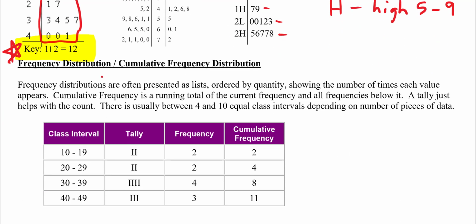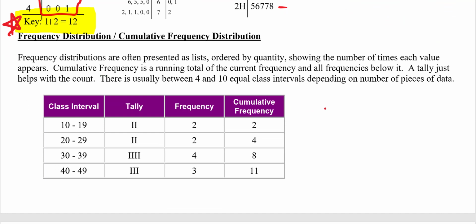Our next thing here is frequency distribution and cumulative frequency distribution. Frequency distributions are often presented as lists, ordered by quantity, showing the number of times each value appears. Cumulative frequency is a running total of the current frequency. Again, it shows you how often something happens. A tally just helps with the count. Sometimes kids think that's kind of dumb and ask why we are doing a tally.